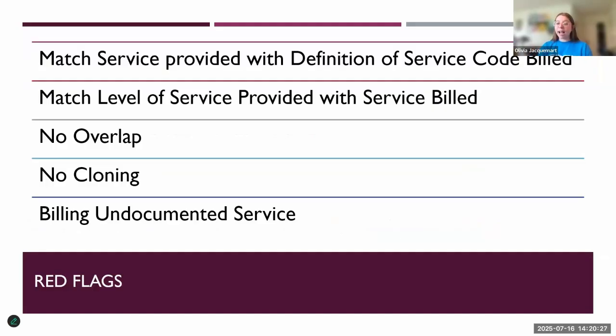So some general red flags or things to be mindful of when it comes to billing include, first, the need to match the service provided with the definition of the service code billed. The need to match the level of service provided with the service billed, and there should be no overlapping of billing. This means that no one should have billing that is occurring at the same time as another, or the same staff member cannot be billing for two clients at the same time.